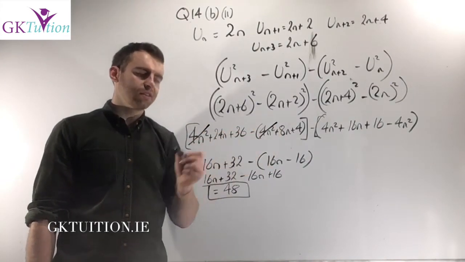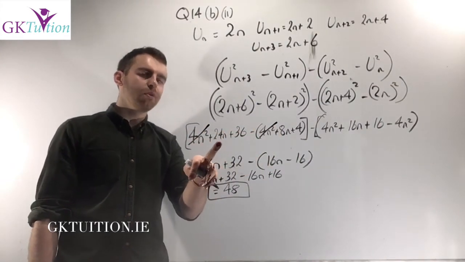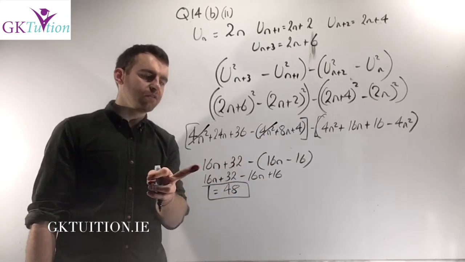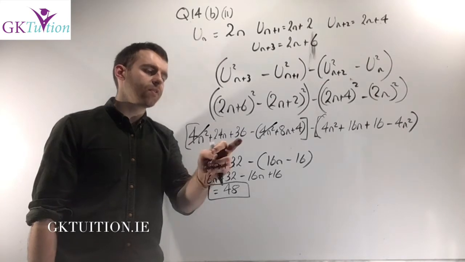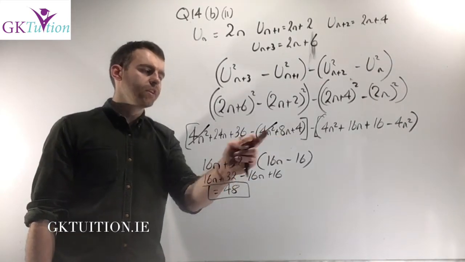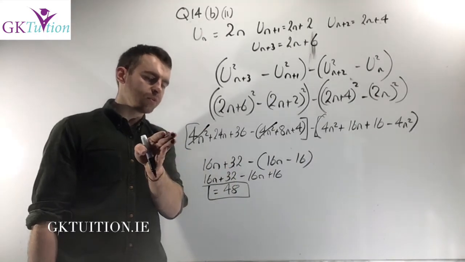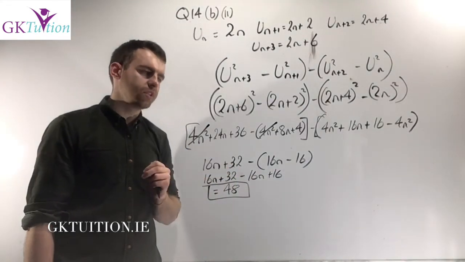So they're going to cancel each other out. I'm going to have 24n minus 8n. 24n minus 8n gives me 16n. And I'm going to have 36 minus 4. 36 minus 4 is going to give me 32. So from the first bracket, all I get is 16n plus 32.